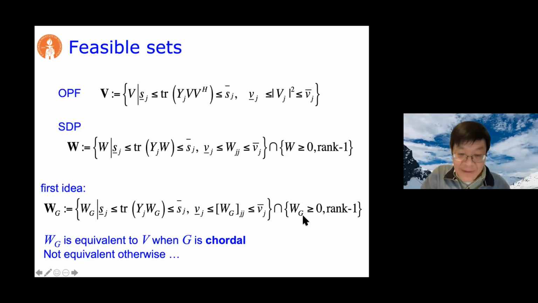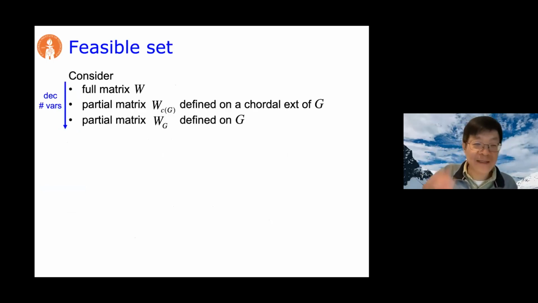This is fine. This is an exact correspondence, an equivalence, if the graph G turns out to be chordal. We'll see what that is. Otherwise, if the graph G does not have this property of being chordal, then this is not equivalent. So the first idea doesn't quite work, but we can build on the first idea and make it work. Let's understand the feasible set, and then we will see how things work.